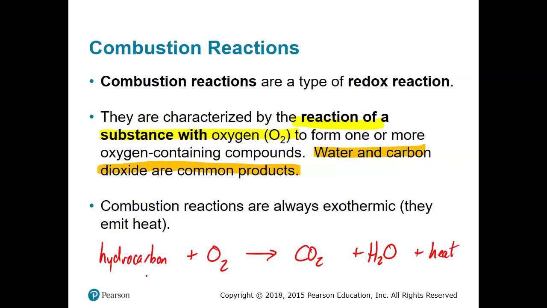Hydrocarbons, we're just talking about compounds that are made up of carbon and hydrogen. And sometimes oxygen too. So this would cover things like burning sugar, burning alcohol, which are common combustion reactions as well.